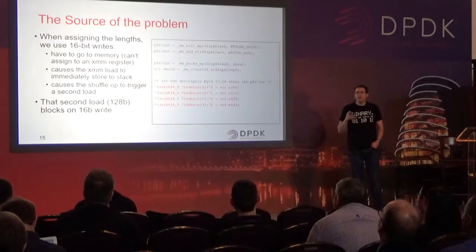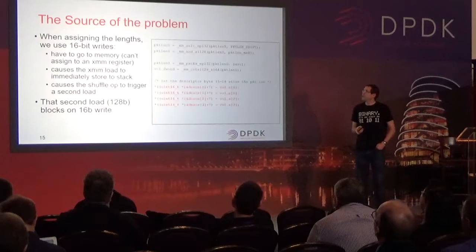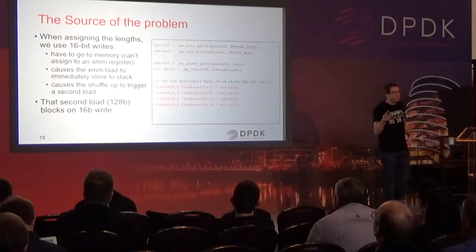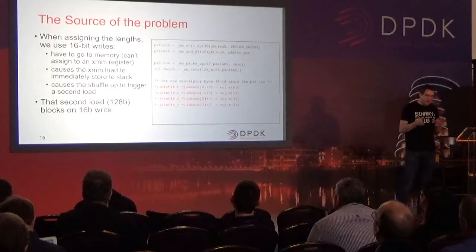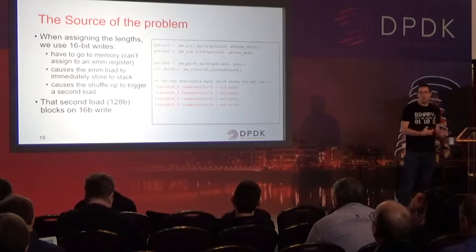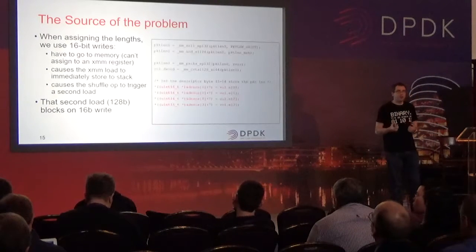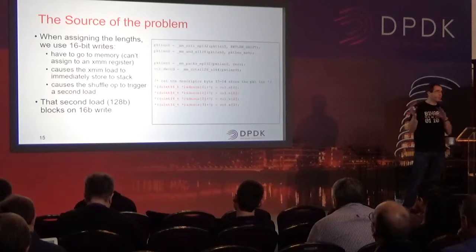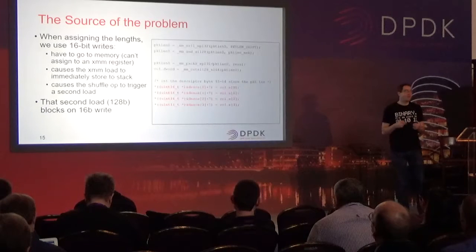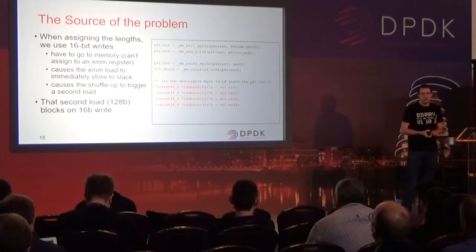Whenever we were taking the lengths of the packet and actually writing them, filling them into the descriptor array, taking them from the descriptors and then going to store them in the mbuf, though in fact we're assigning to the descriptor variable here. That's essentially what we're doing: moving them to the correct position and getting ready to write them to the mbuf. We were assigning the lengths using 16-bit writes because they were 16-bit values.